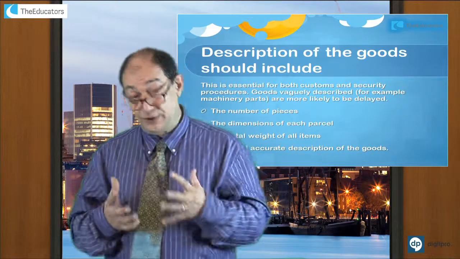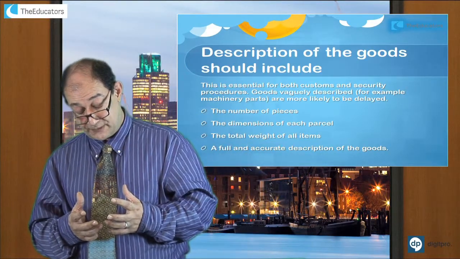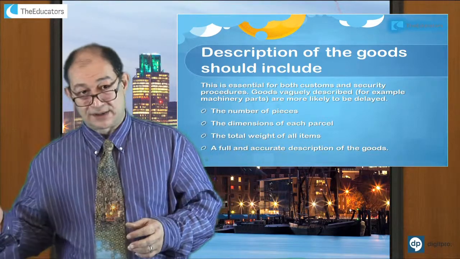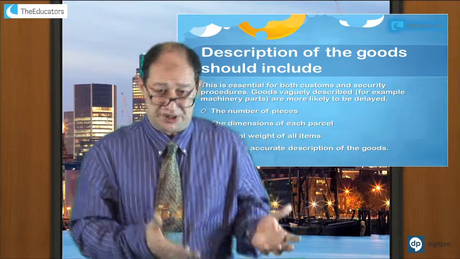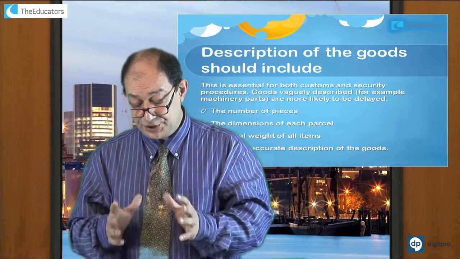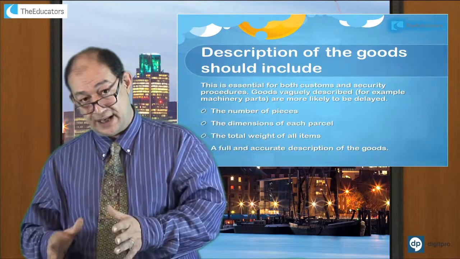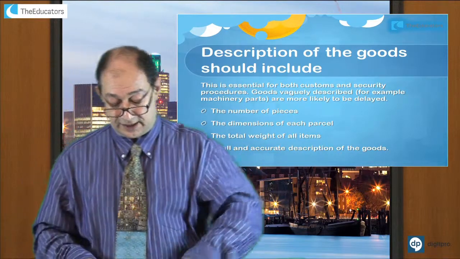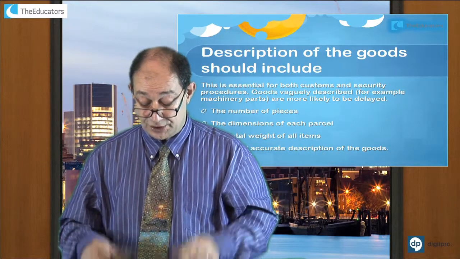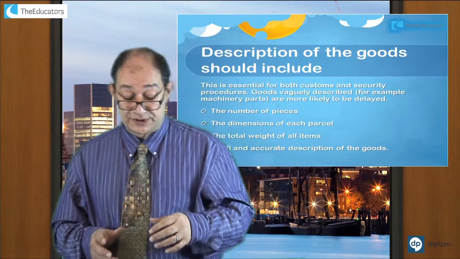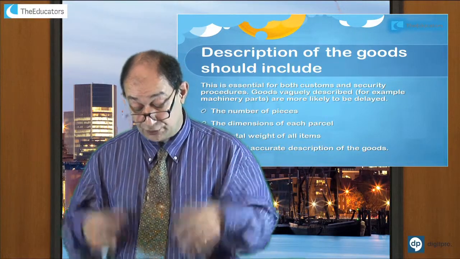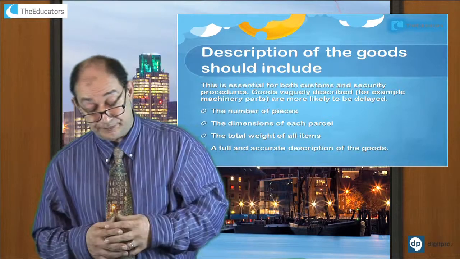You need to have a full description of the goods. And I mean full description. You don't say machinery parts. What kind of machinery part? What machine are you talking about? The less you put, the more chance of delays in customs, either leaving the country or getting into the next country and so on. So a full description of the goods has to be there, its dimensions, packaging and so on, the total number of them, the weight of them and so on.